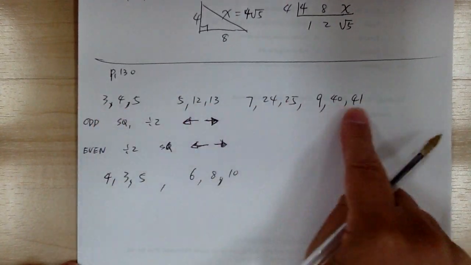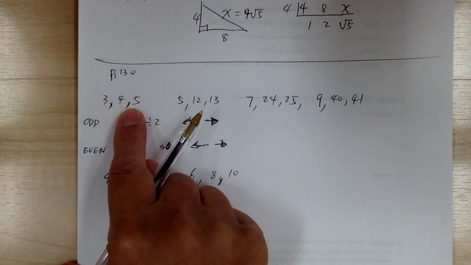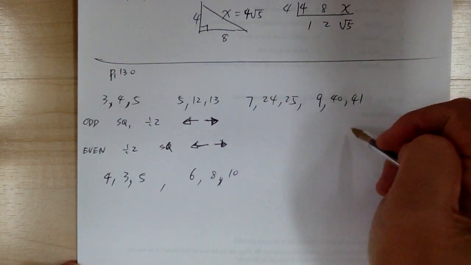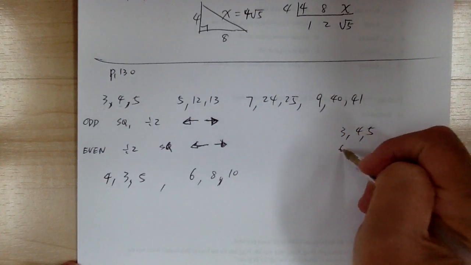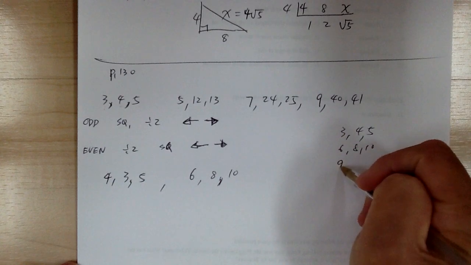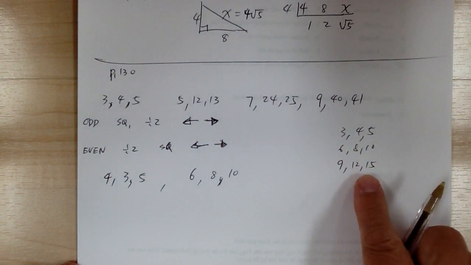Okay, so these are the primary ones. So you can have any multiple of that. For example, like 3, 4, 5. So for 3, 4, 5, you can have the second multiple be 6, 8, 10, and the third multiple be 9, 12, 15. Okay, so this is also fairly common.